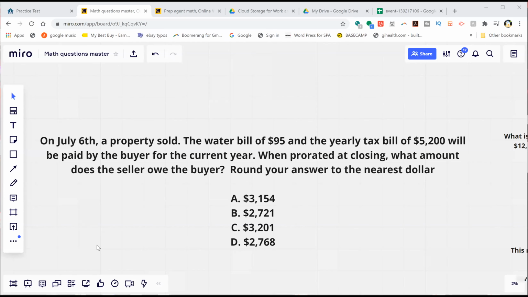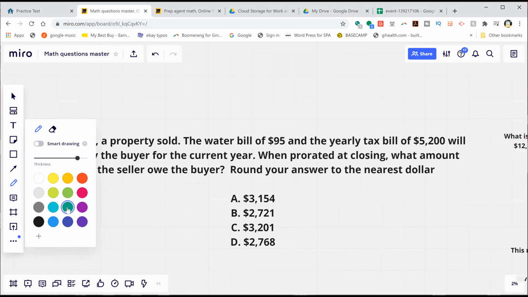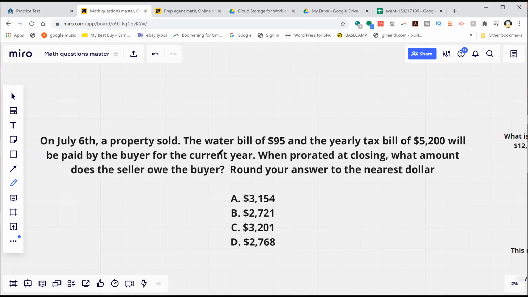Now, guys, there are a few questions like this on the test, hence why I'm giving it to you. So let's talk about a couple things that we need to talk about. And before we answer the question, what I'm going to do is this. I'm going to say that the water bill of $95, that is an annual number, just to not confuse you, okay?